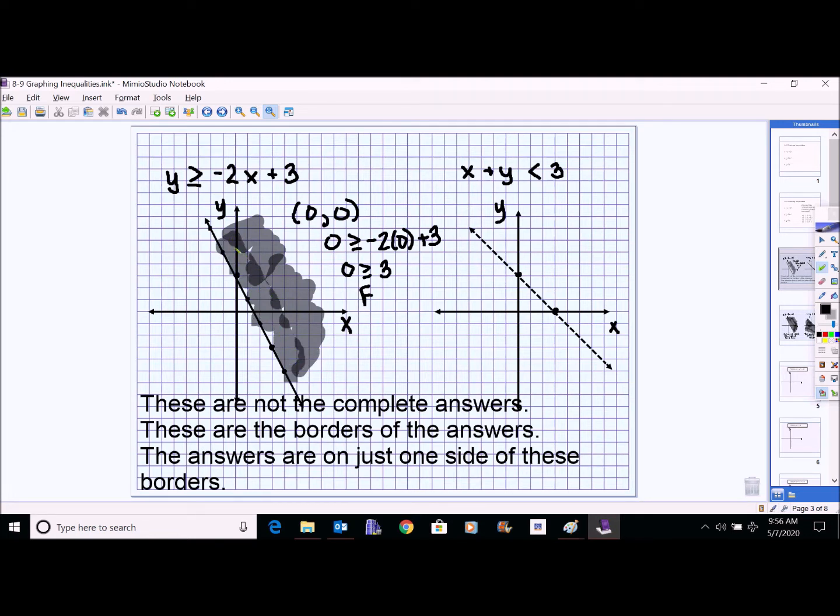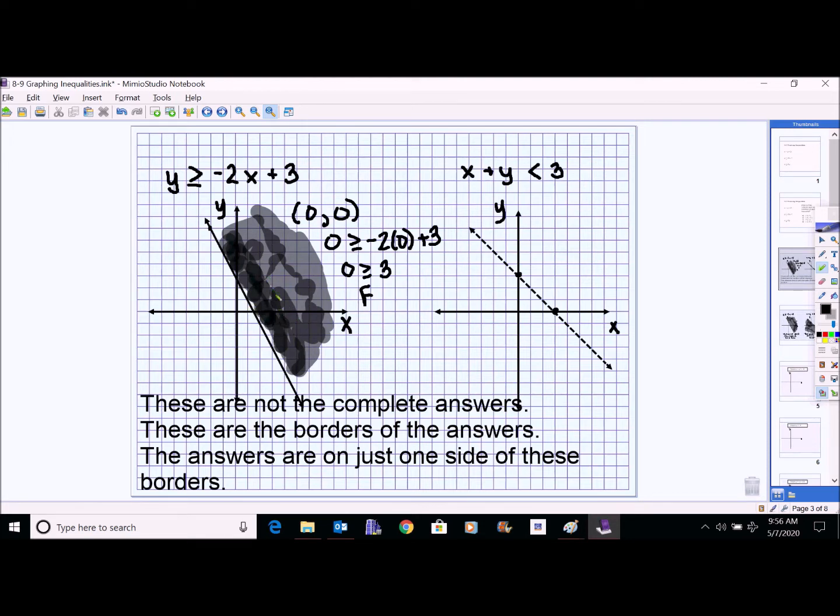Now I accidentally went over that just a little bit, so I will take my eraser and erase, if it'll let me, the places that I shouldn't have shaded in. Now, your shading will not necessarily be perfect, but we know what you mean here. So the answers over here are where all of the right answers are. Any point in the shaded region would be correct.